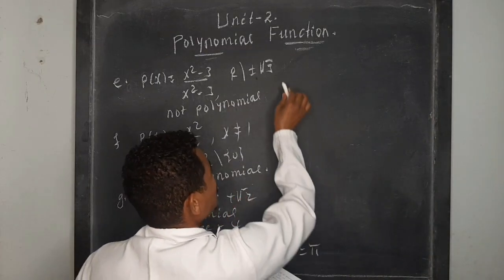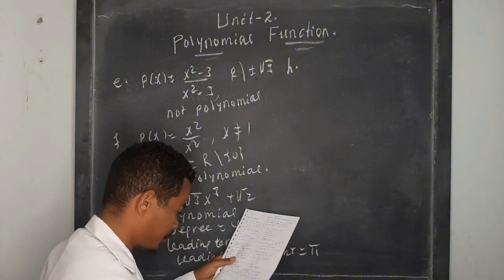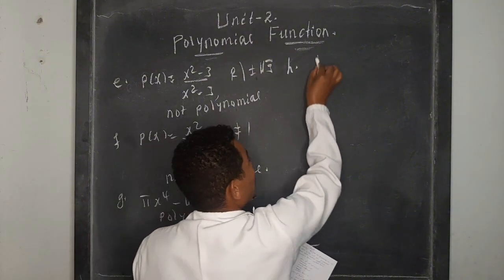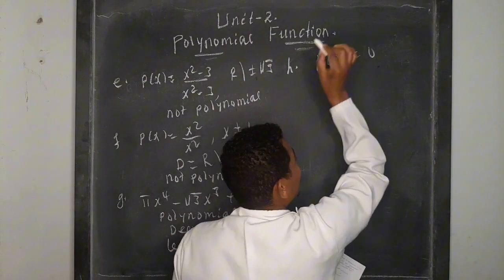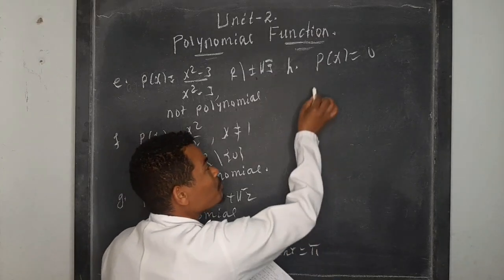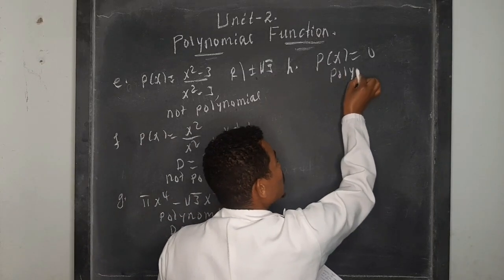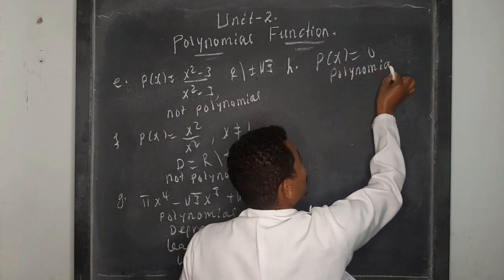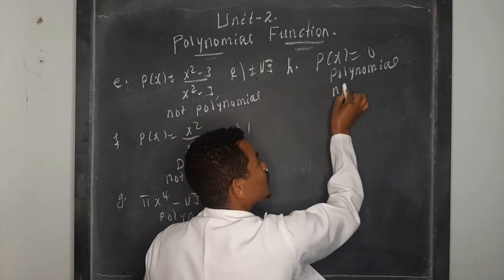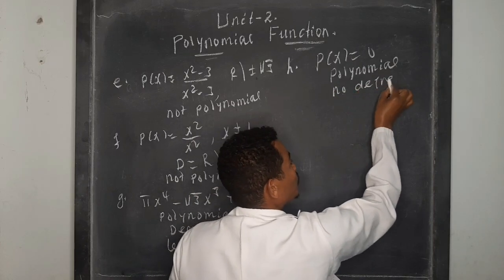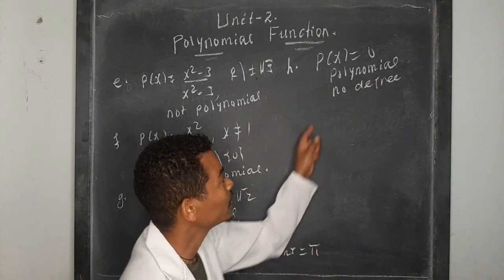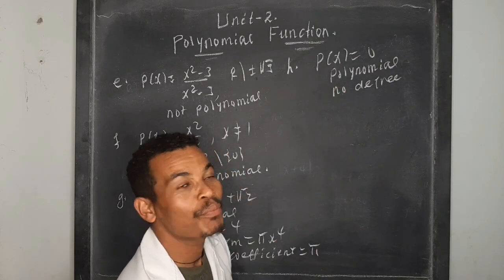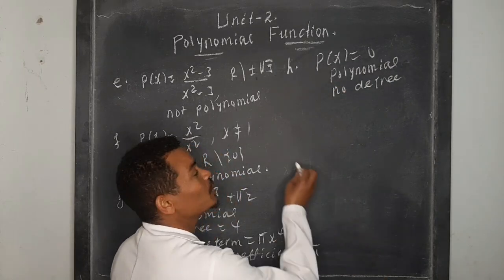Let's see, H. P of x is equal to 0. Again, this one is a polynomial. It is a polynomial with no degree, or rather it is the zero polynomial with no degree.